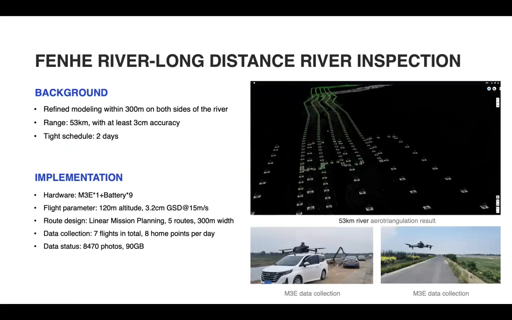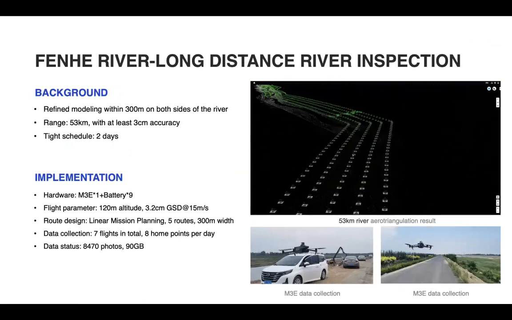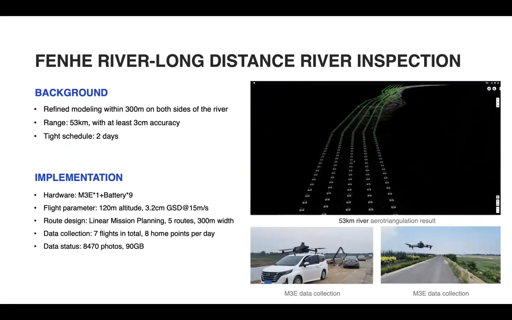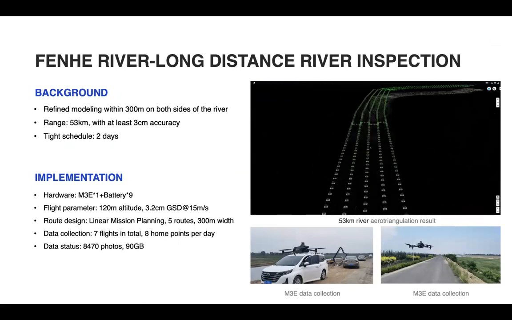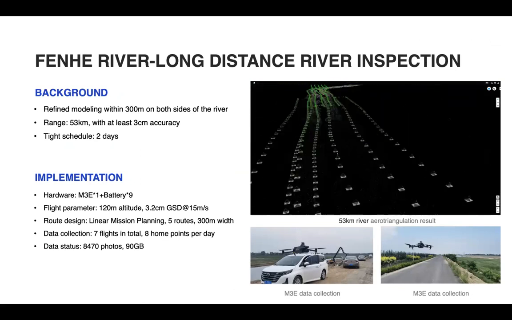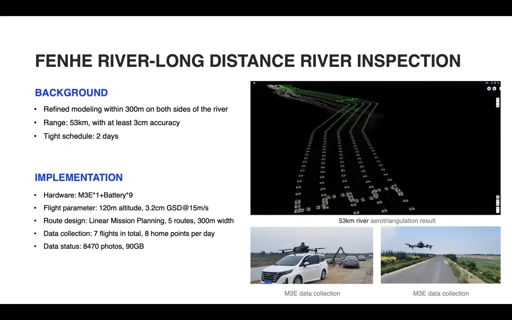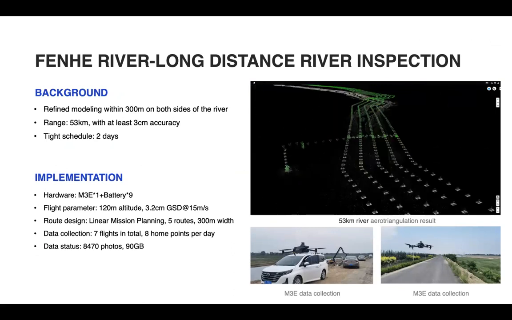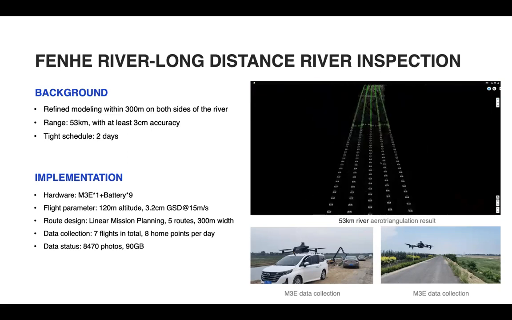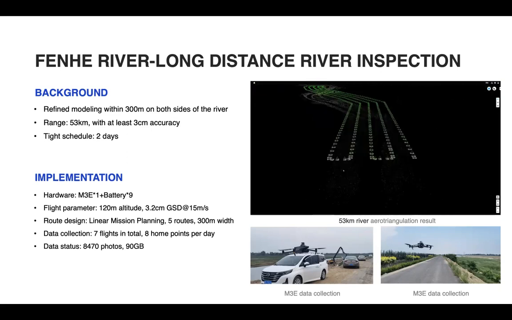FENHE River, a long distance inspection, is our next use case here. So more of a linear operation. So you can see about 4 flight lines on the right side. Once again, typically, if you just have 1 or 2 flight lines, you're usually going to run into trouble. So good to see 4 from this survey. Once again, another tight schedule and a long linear inspection that was required.